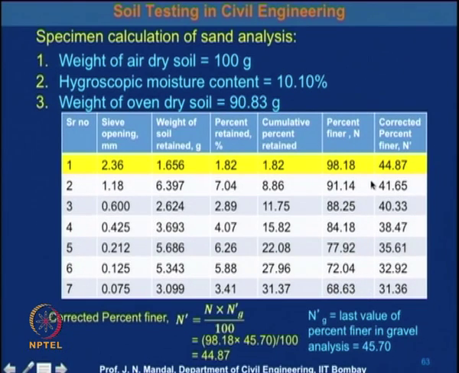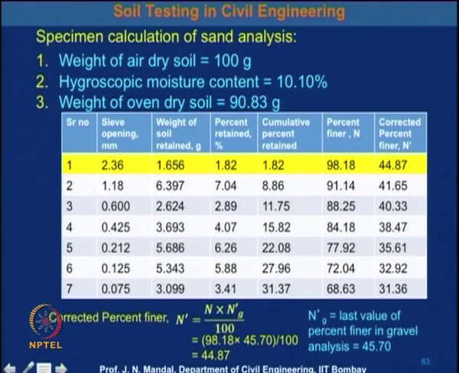Now, we have to determine the corrected percentage final, that is N dash. So, N dash is 44.87, 41.65, 40.33, 38.47, 35.61, 32.92 and 31.36. Now, you know how to calculate, from the sieve opening size, the weight of the soil retained, the percentage retained, the cumulative percentage retained, and also the percentage final.